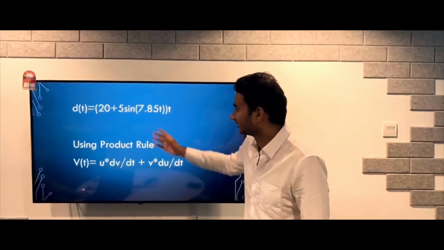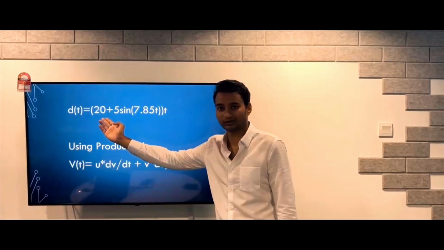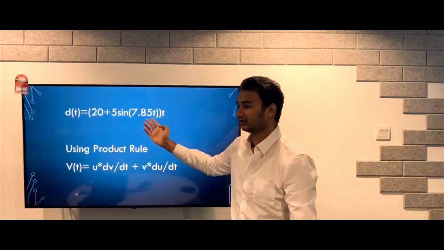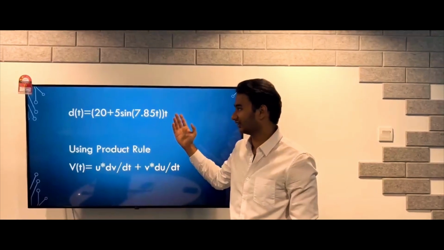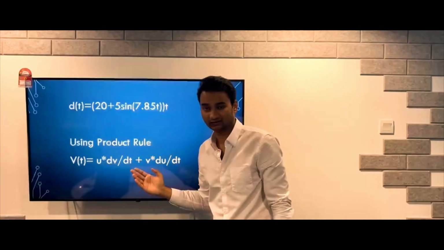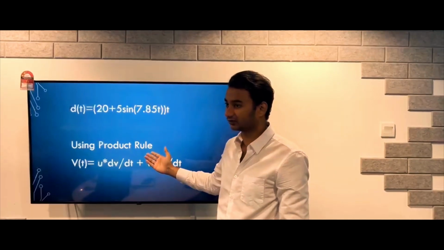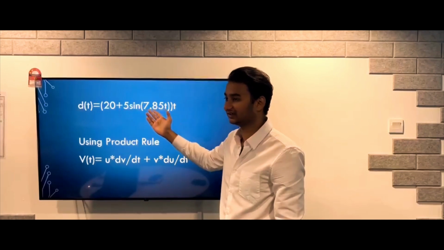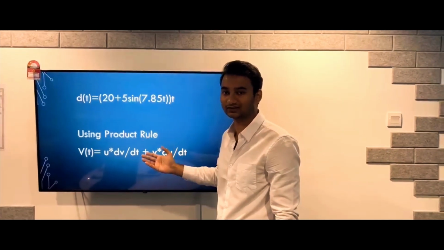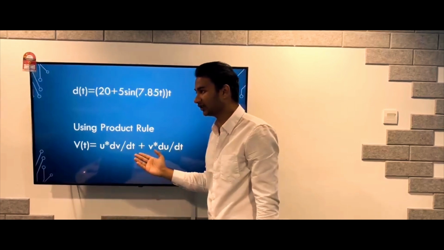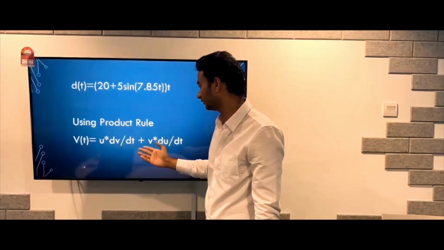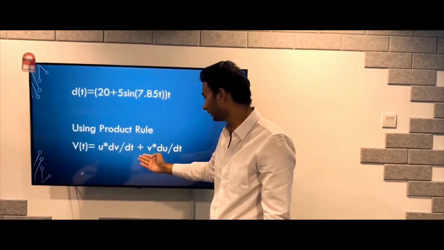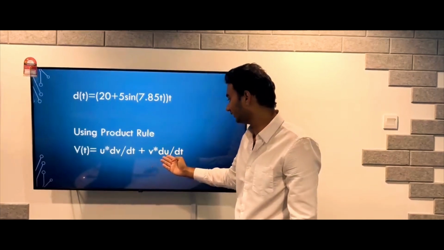And for this equation, d(t) equals (20 plus 5 sin 7.85t) times t, to find the velocity of this model, we will be using the product rule. Basically we have to differentiate this equation to find the velocity of the blood flow, and we are using the product rule as a differentiation method, which is u times dv by dt plus v times du by dt.